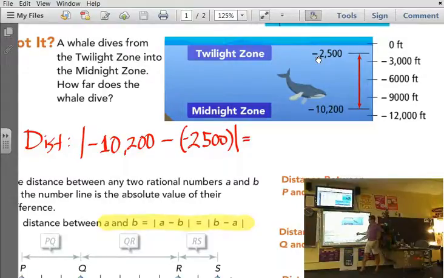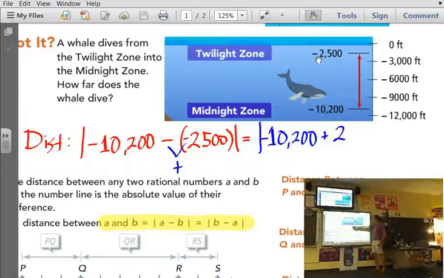Abby? Okay, so minus the negative is you use the negative to convert the minus into a plus, because it's really the opposite of negative, which is addition or positive. So I get the absolute value of negative 10,200 plus, sorry, this is still negative, don't forget that, 2,500. So now I have addition. Addition's good. We like addition.